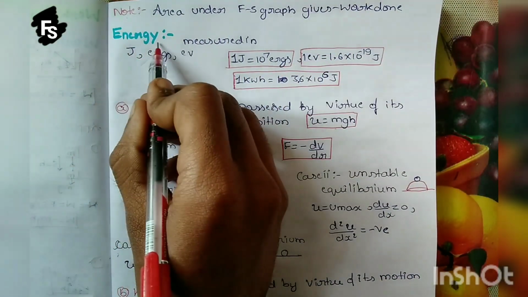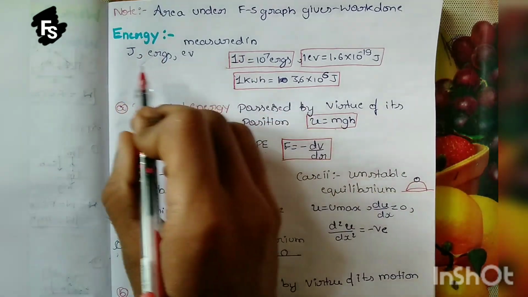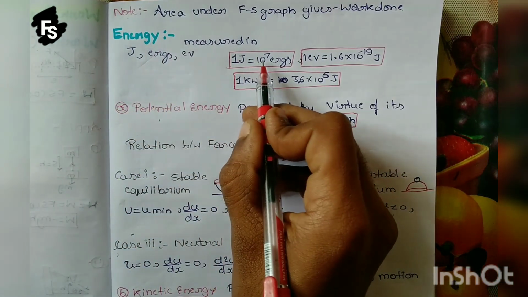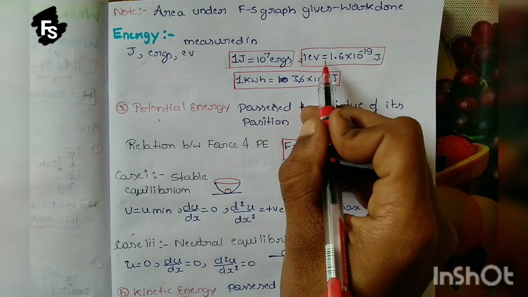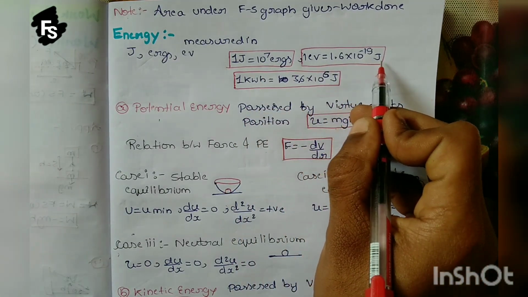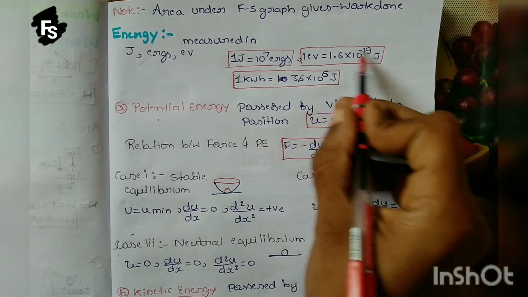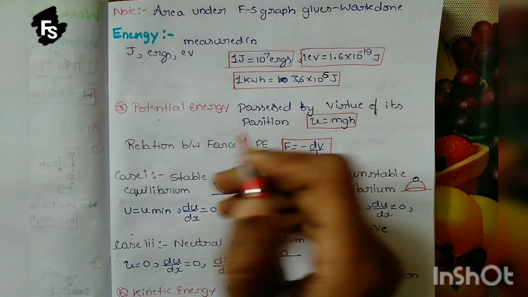Next, we move on to the energy concept. Energy is measured in joule or ergs or electron volts. 1 joule is equal to 10 to the power 7 ergs. 1 electron volt is equal to 1.6 into 10 to the power minus 19 joule. 1 kilowatt hour is equal to 3.6 into 10 to the power 6 joules. These values are very important, remember them.